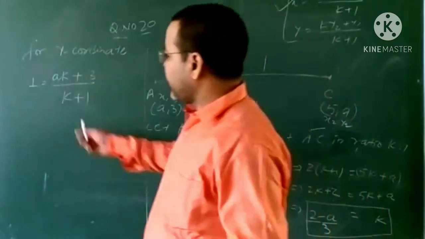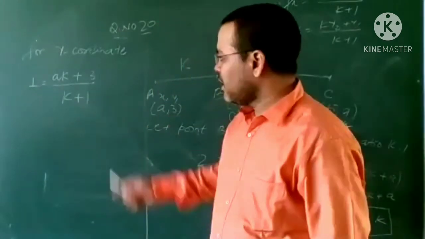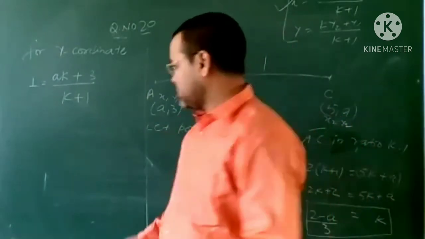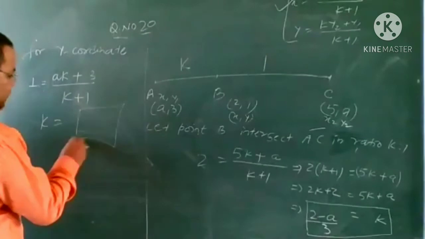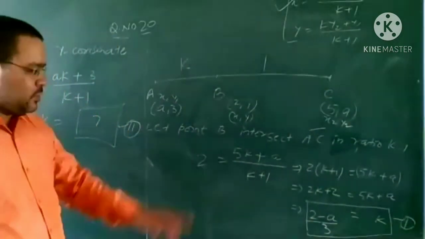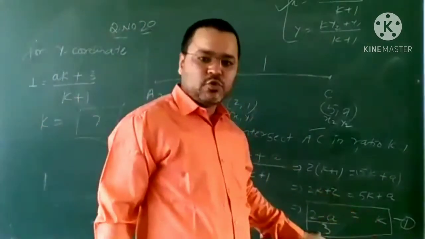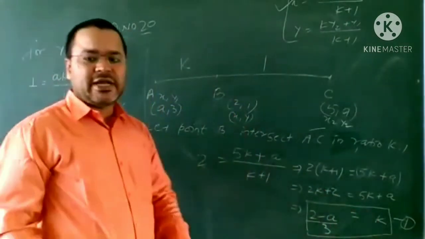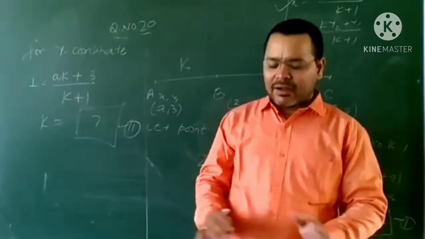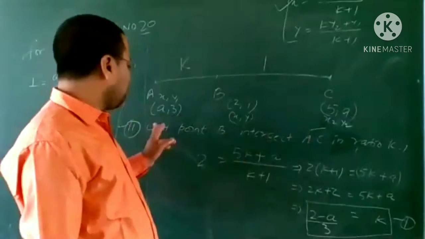Again you try to find the value of k. Cross multiplication: k plus 1 is equal to a k plus 3. So you must get the value of k. Let this be equation second, and this be equation first. When the value of k from equation first and equation second, (2 minus a) by 3 and this, are equal, in that case you will find the value of a. So simply we can find the value of a. After that, put the value of a here in the equation, and you can find the value of this.